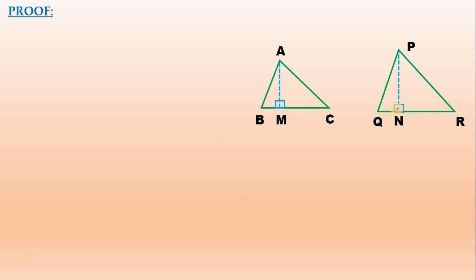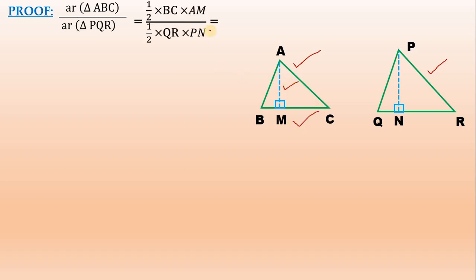Now here we have two triangles. Now let us find the area of ABC and area of PQR generally. Just like this, children, area of ABC. You know how to find the area of a triangle. We have a formula for that, half into base into height. So in the first triangle, base is BC and height is AM. Hence, we get half into BC into AM.